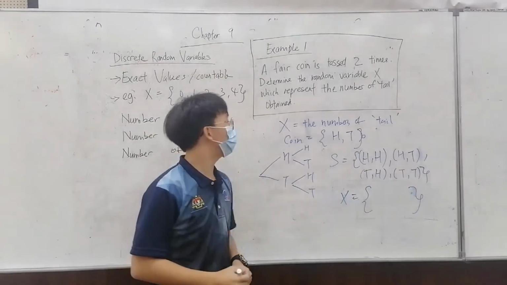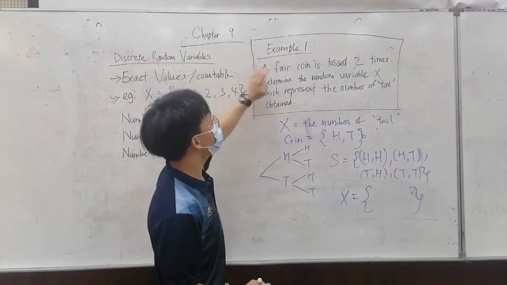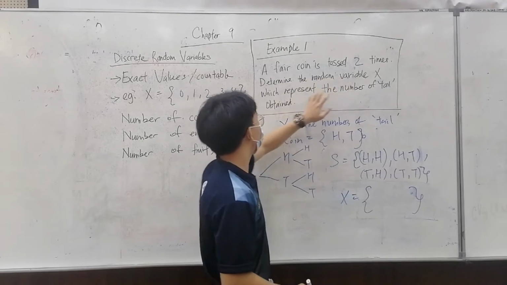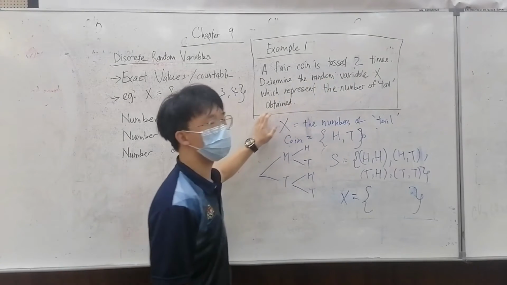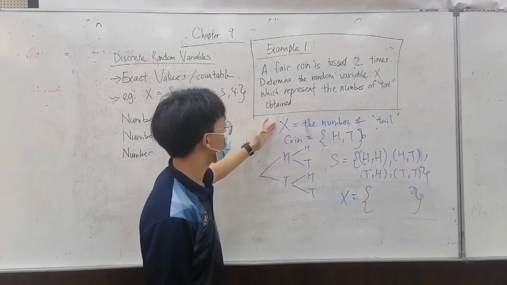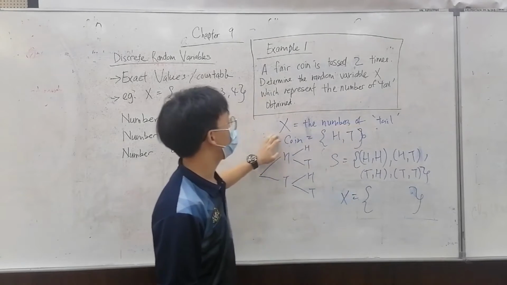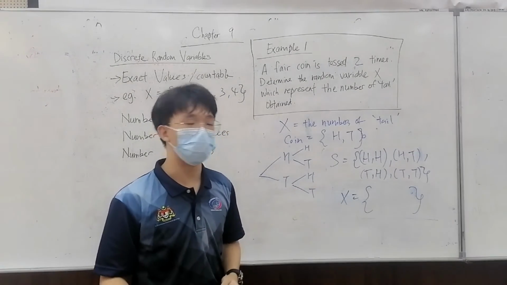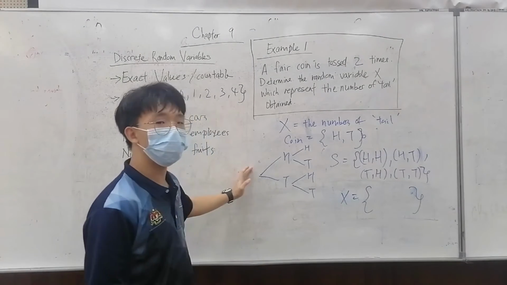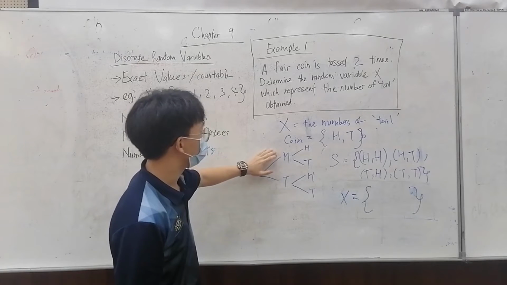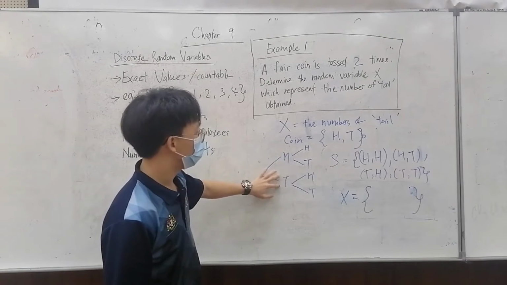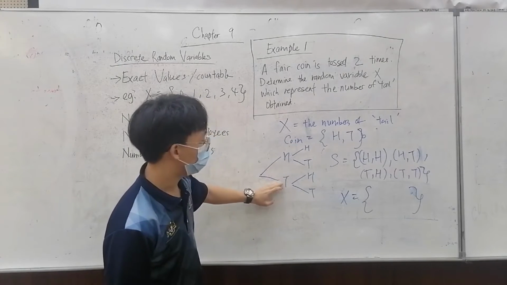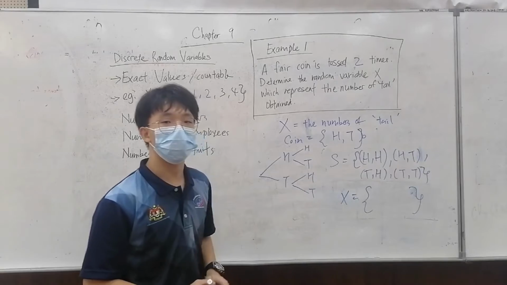Okay, now we are moving on to the examples. A fair coin is tossed 2 times. Determine the random variable x, which represents the number of tails. So we can put the event x as the number of tails, and we know that the coin has either the result head or tail. So we can build a tree diagram. This is the first toss, where we either get a head or a tail. For the second toss, we can get a head or tail also. The tail also has 2 possible results.